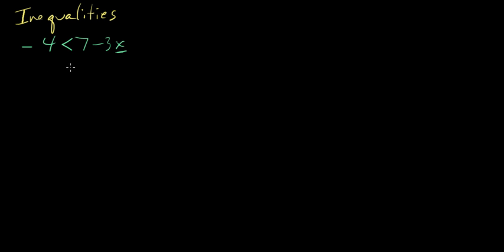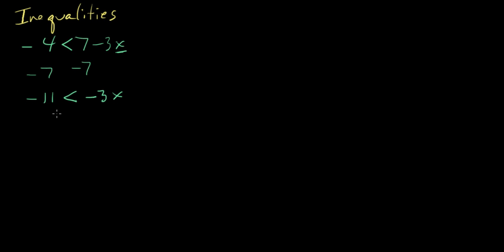So the first thing I'm going to do is subtract 7 from both sides. Negative 4 minus 7 is negative 11. The sign stays the same. That's less than negative 3x.